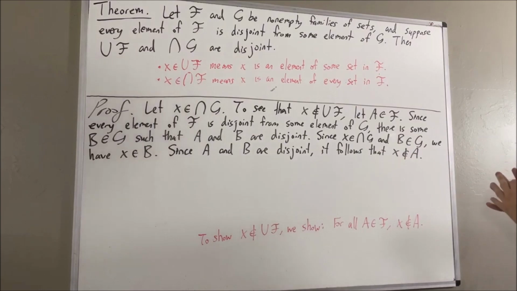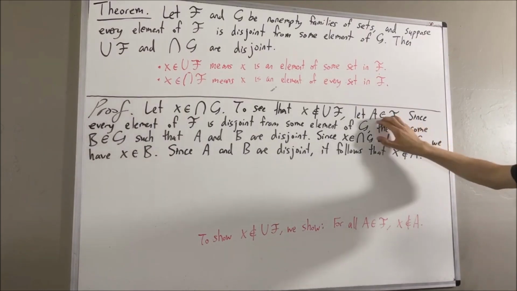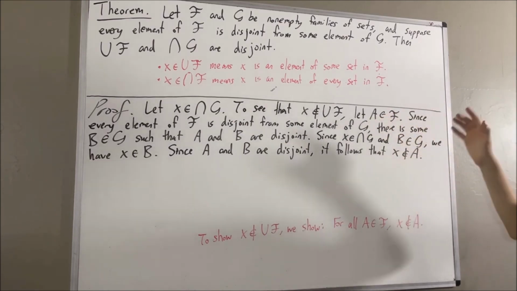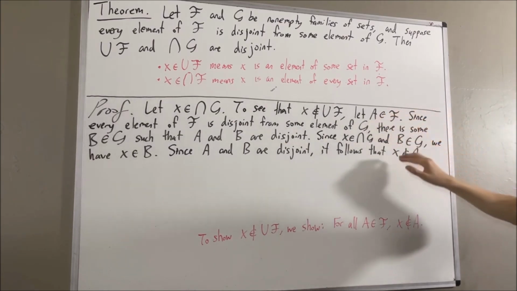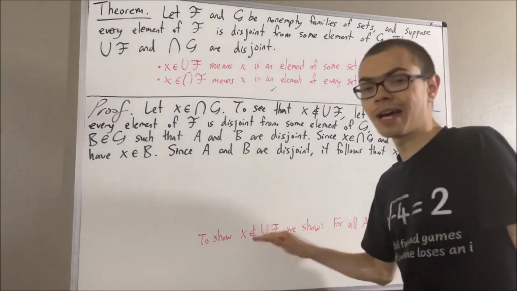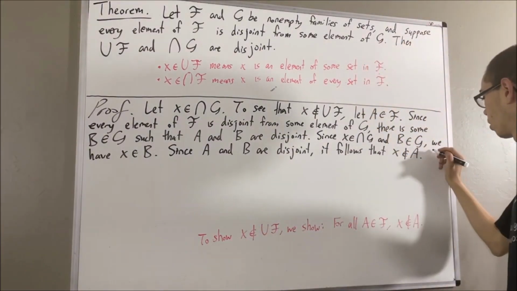Putting this together, we see that under the assumption A is an element of F, it follows that X is not an element of A. Since A was arbitrary, this means for all sets A in F, X is not an element of A. So we have proven precisely this statement, which amounts to showing that X is not an element of the union of F.